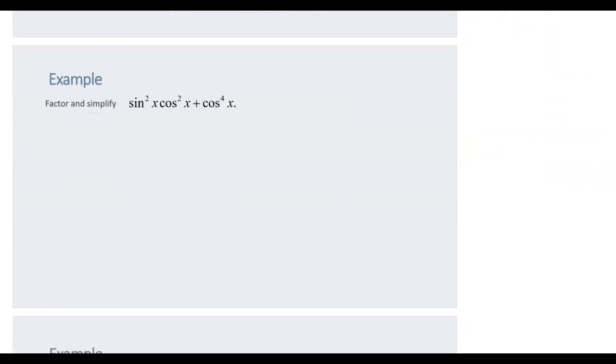So here is an example problem. We want to factor this and simplify it as much as we can. I can see that both terms have a cosine squared in common, so I'll factor that out to the front. And I'm left with sine squared of x plus cosine squared of x. This is a Pythagorean identity, right? This is the first Pythagorean identity. This is just equal to 1. So I'm ending up with just the cosine squared of x. That was pretty easy.